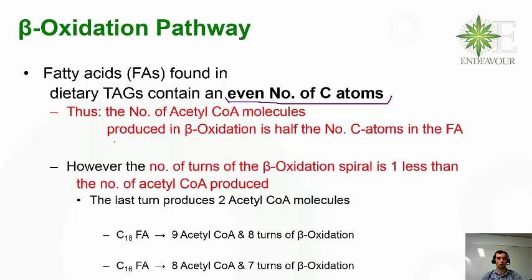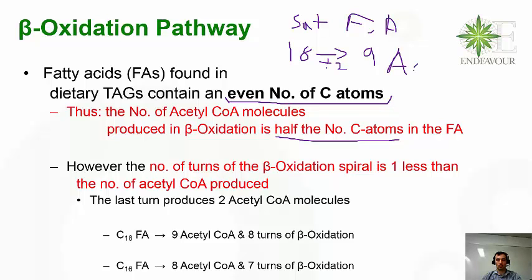Because they always have an even number of carbons, this allows us to predict how many times we're going to do the cycle and how many acetyl-CoA molecules we're going to get out of the cycle. The number of acetyl-CoA molecules that you get out of one fatty acid is actually half the number of carbon atoms. For example, if you have a fatty acid that contains 18 carbons, then if you divide that by 2, you get 9, and that tells us that you're going to get 9 acetyl-CoA out of a fatty acid with 18 carbons. So just halve the number of carbons and you get the number of acetyl-CoA.